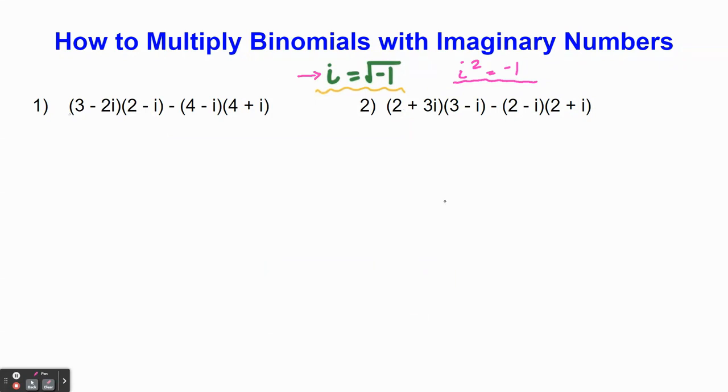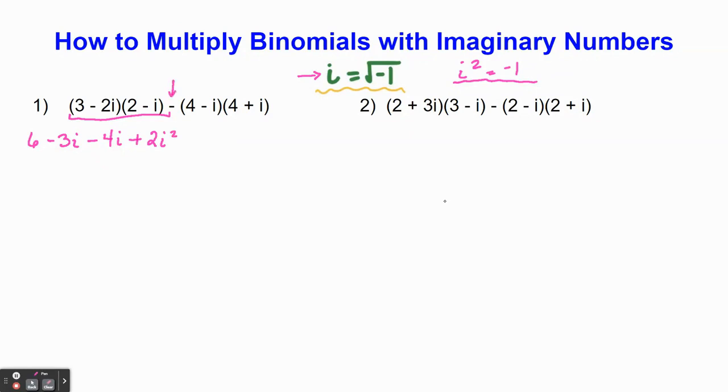Let's begin over here on problem number 1 by doing a little distributive property, or maybe you see that as the FOIL method. That's fine. We're going to multiply this out. So 3 times 2 gives me 6. 3 times -i gives me -3i. -2i times 2 gives me -4i. And then -2i times -i gives me +2i².